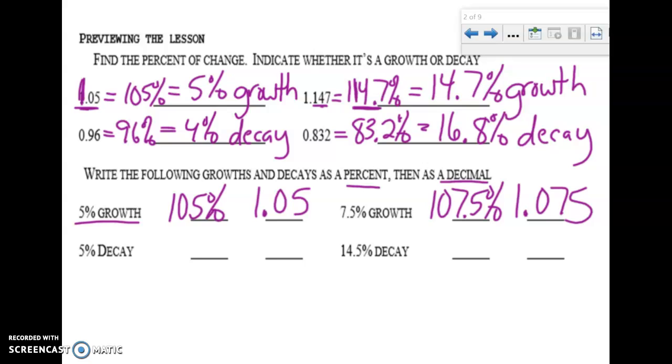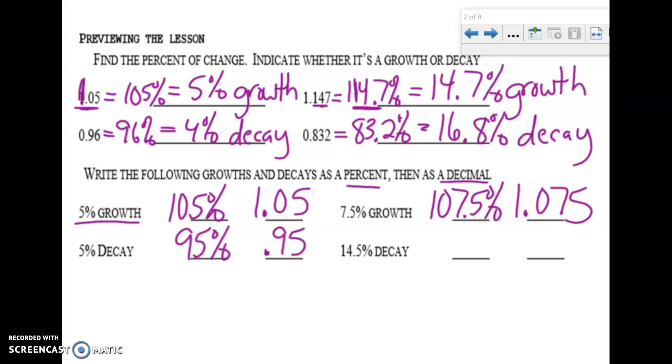Now, what about a decay? Decay is just like decrease, where if it's a 5% decay, we're really talking about 95%. Again, that's how much remains, and so that's 95 hundredths. And you could always use your calculator with finding these out if you're having a little bit of a difficult time with the subtraction.